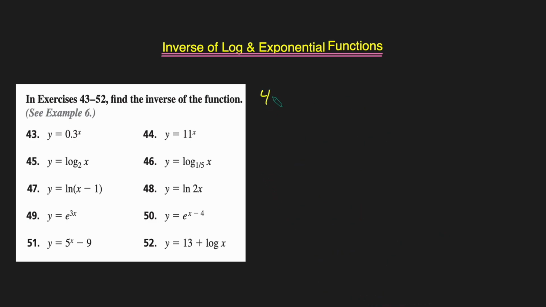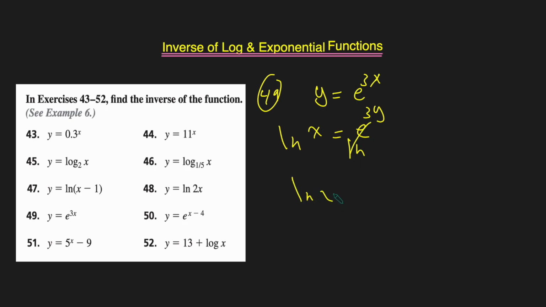Problem number 49. y equals e to the 3x. Switch the x and the y. Take the natural log this side. Take the natural log here. This cancels each other. Now I have the natural log of x equals 3y. I divide both sides by 3, and I end up with y equal to the natural log of x over 3.